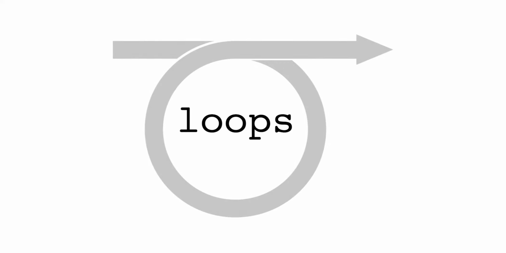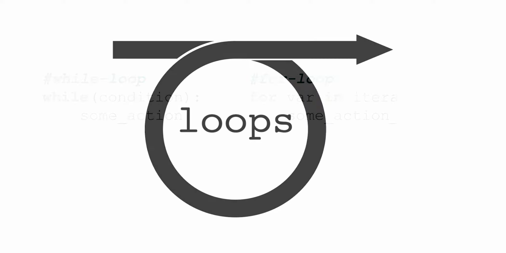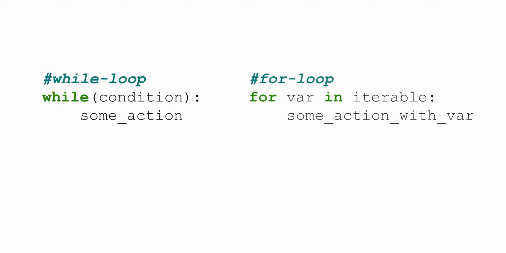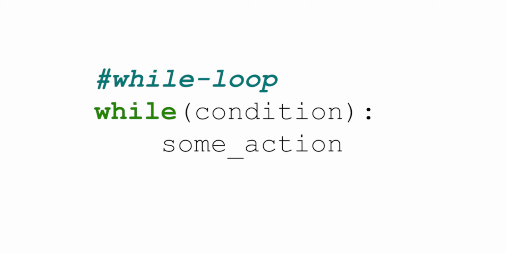Loops in programming allow us to automate repetitive tasks such as the one we did before. Different types of loops exist, but for now we'll focus on the simplest one, the while loop. As its name implies, the while loop will do some action while something is true. In Python, the while loop is declared using the while statement.